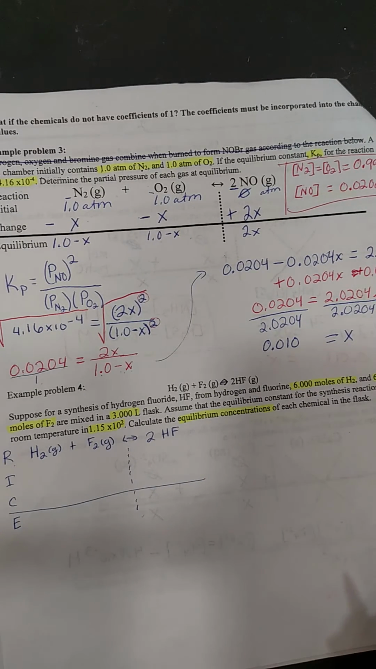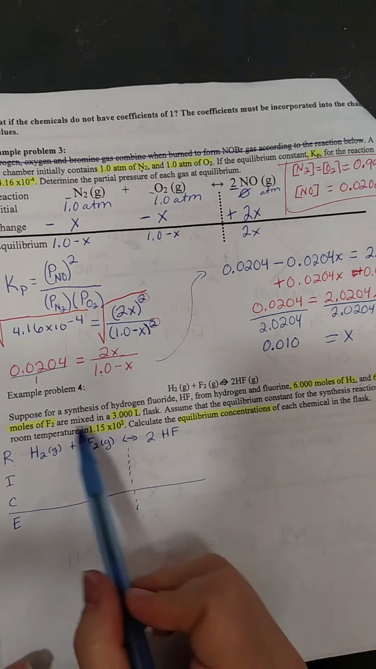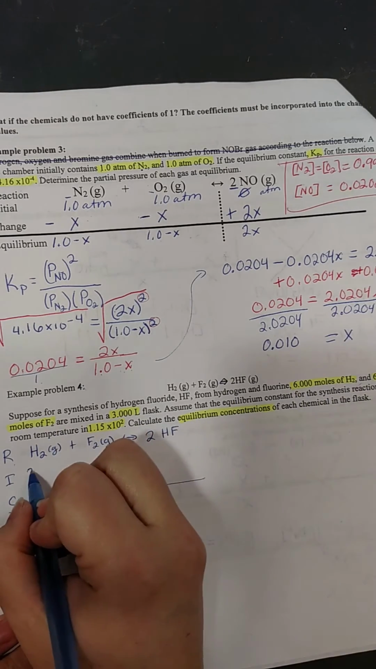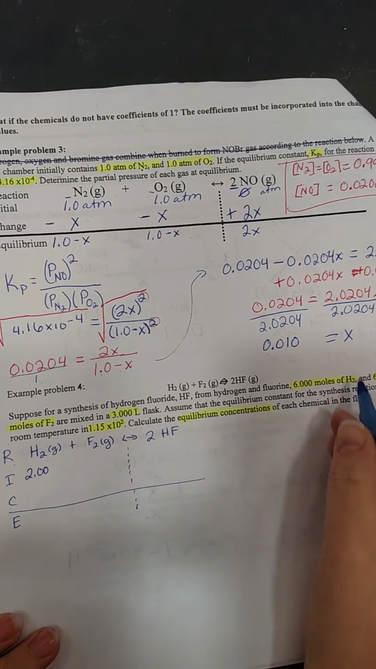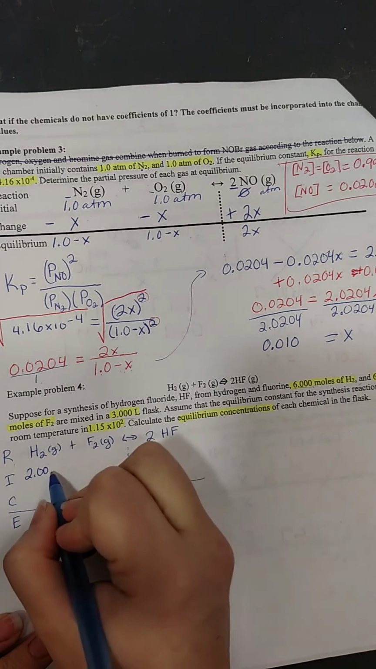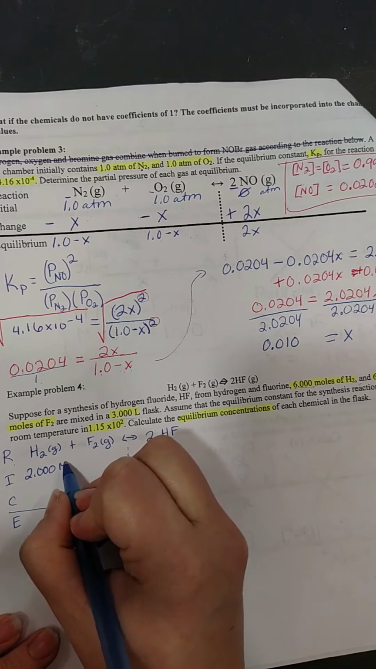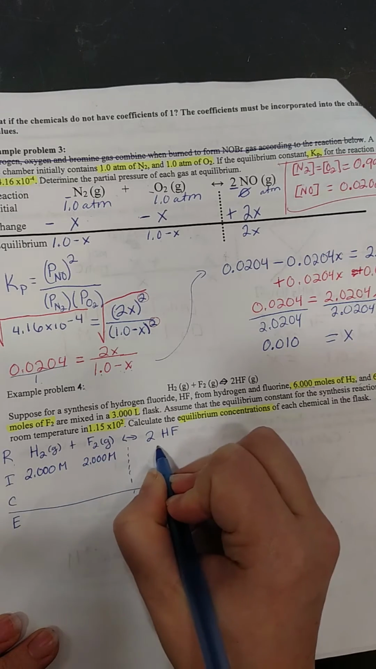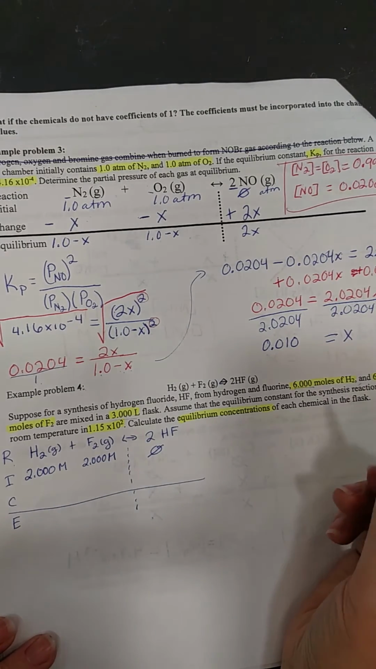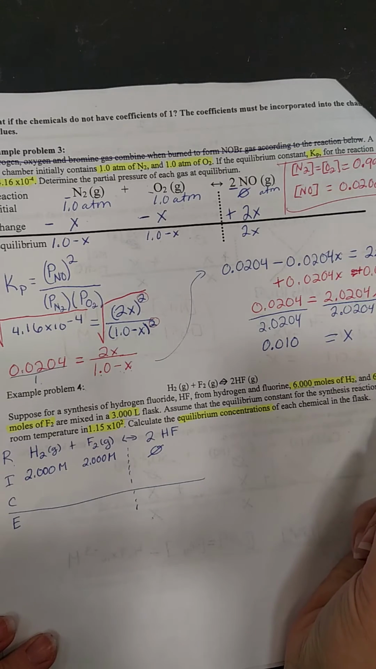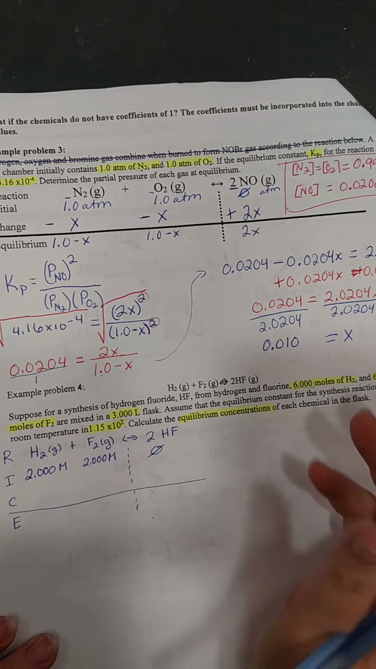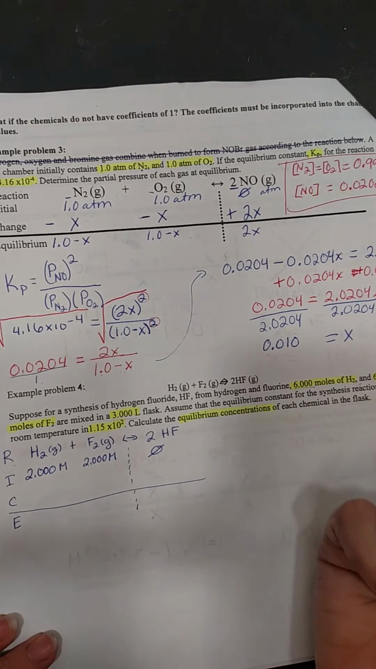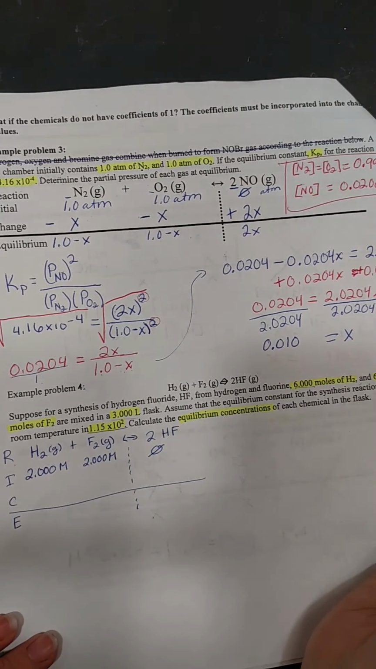So let's start out. We are given the moles of hydrogen and fluorine. We said they were both 2 molar. We got 4 sig figs in 4, so we're going to keep all 4. We don't start out with any HF, because it says just those 2 are mixed in the flask. And then we're not given anything else besides our equilibrium constant.